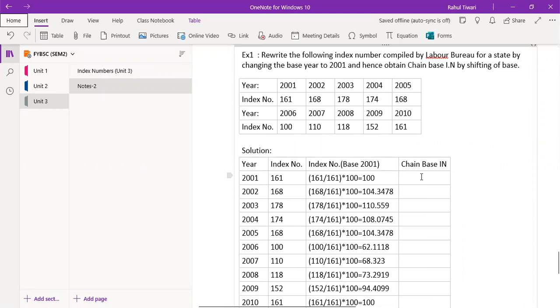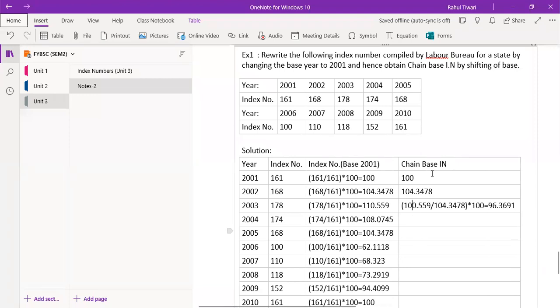So I think this is going to be the same. This is also going to be the same. 104.3478. This is going to be different, which is 110.559 divided by 104.3478 multiplied by 100. So it's the current year's fixed base index number divided by the previous year's, multiplied by 100. Sorry, this is 110. So according to that you can change your answer.